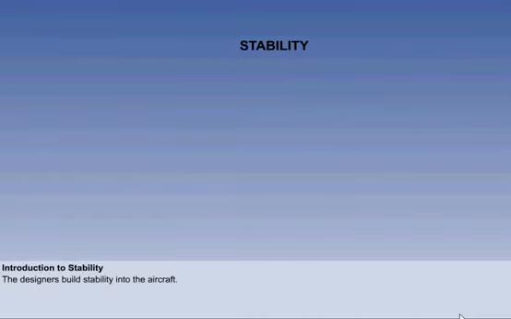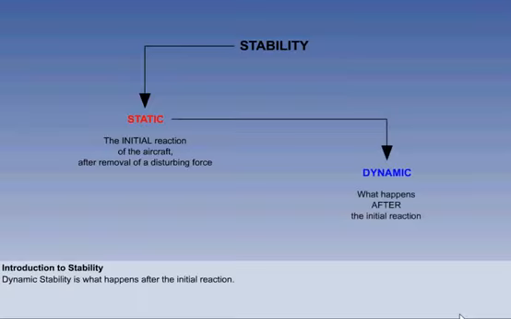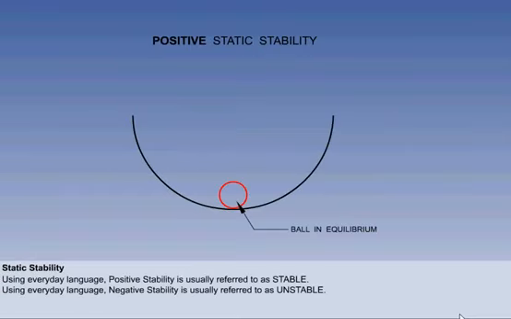The study of stability is broken down into two categories: static stability and dynamic stability. Static stability is the initial reaction of the aircraft following removal of the disturbing force. Dynamic stability is what happens after the initial reaction. We will start with static stability and consider dynamic stability later.